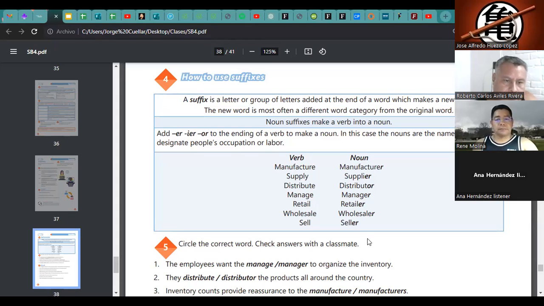For example, manufacture is a verb. But if you add er, manufacturer is a noun. Supply transforms into supplier. Distribute transforms into distributor. Manage transforms into manager. Retail transforms into retailer. Wholesale transforms into wholesaler. And sell transforms into seller. Good. Do you have any questions about this part of the grammar?